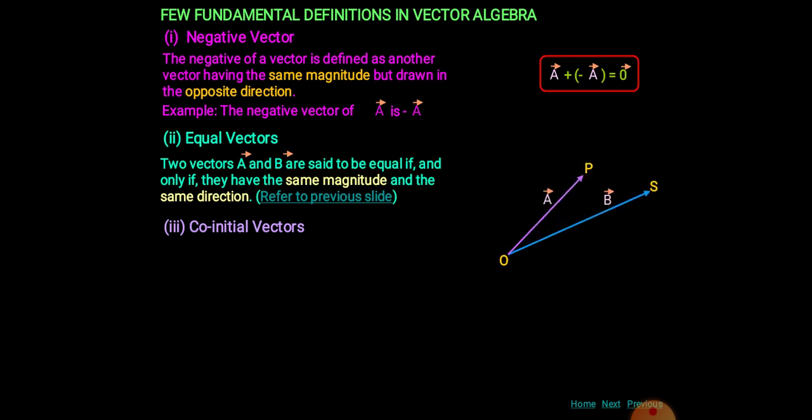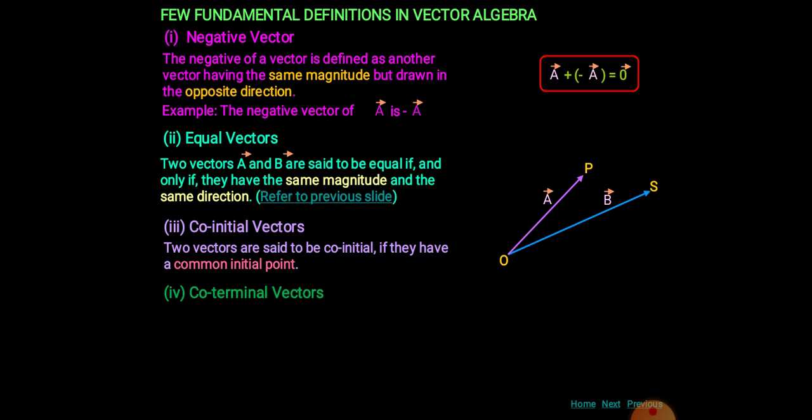Here we have to take the two vectors, vector A and vector B. Two vectors are said to be co-initial if they have a common initial point. They have a common starting point. What is this point here? O. O is the starting point of vector A and vector B. So the two vectors are said to be co-initial because their initial point is the same.